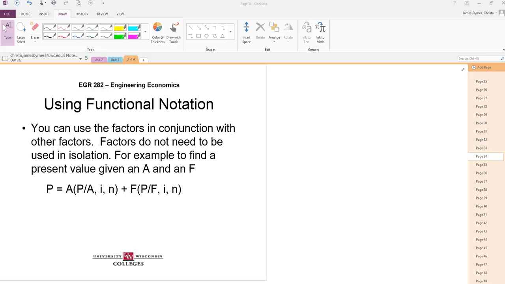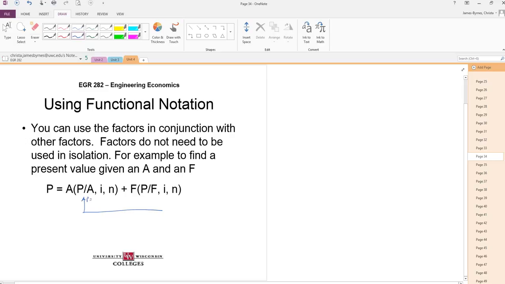You don't just have to use one alone. You can use them in conjunction with other things. You can do an A times a P given A plus an F times a P given F. And you might say, well, why would I do that? Well, if you had a cash flow, think of the cash flow that would look like that.